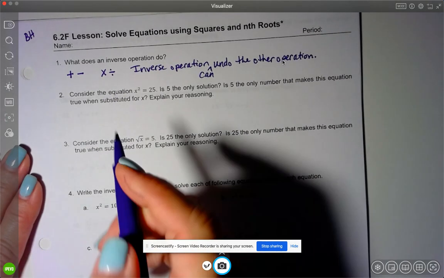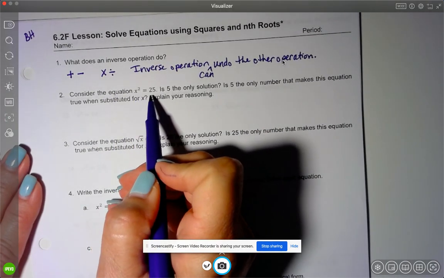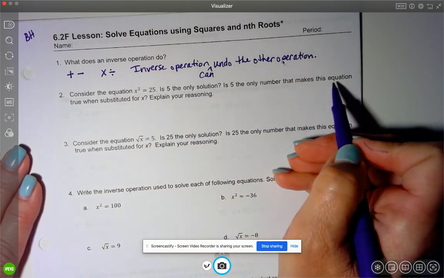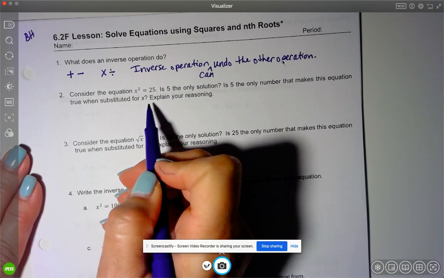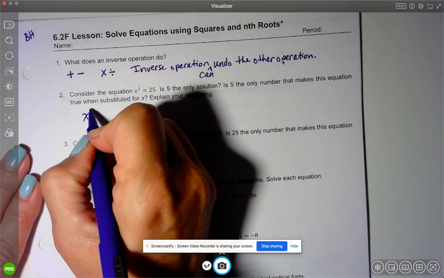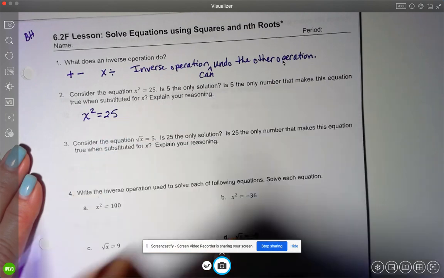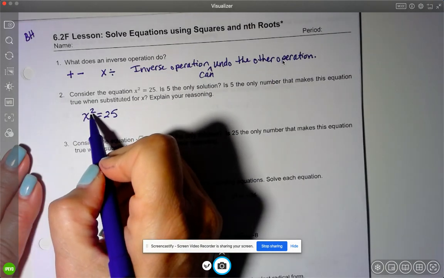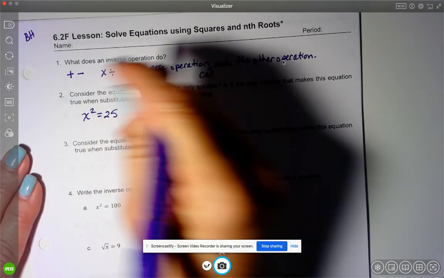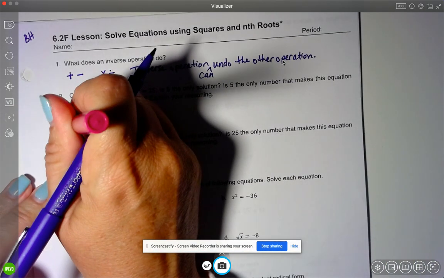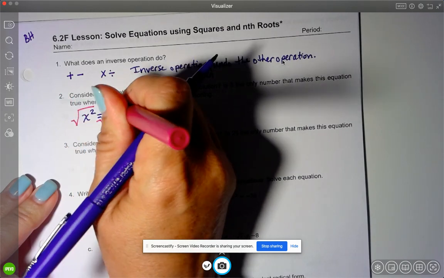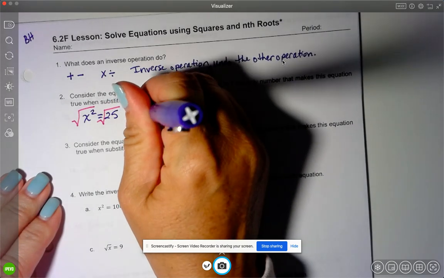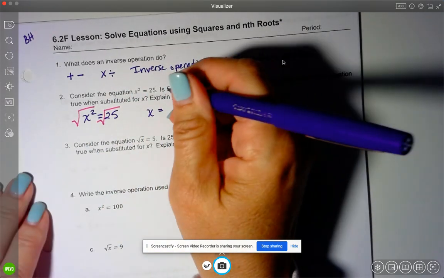So consider the equation x squared equals 25. Is 5 the only solution? Is 5 the only number that makes this equation true when substituted for x? Well, I have x squared equals 25, but what I'm looking for is x. So the inverse operation for squaring something is taking the square root. So I'm just going to go ahead and do the inverse operation. But whatever I do to one side, I have to do to both, right? So it seems like x would just be, well, the square root of 25 is 5.